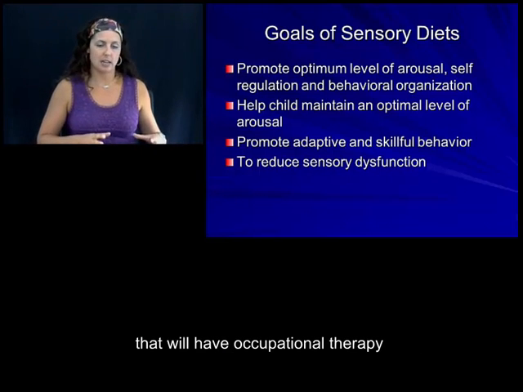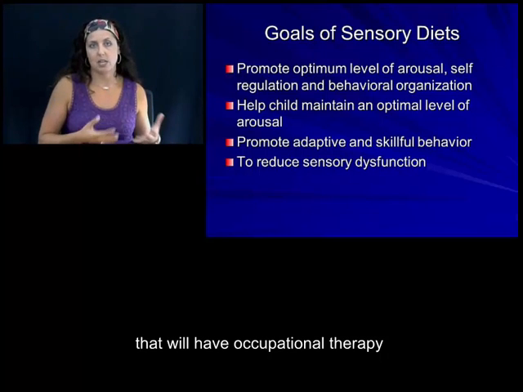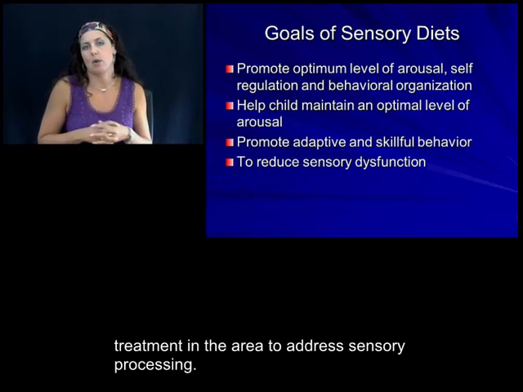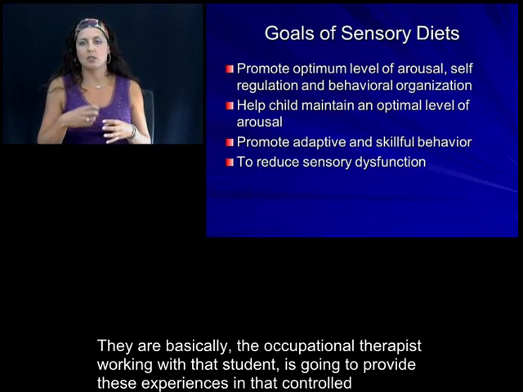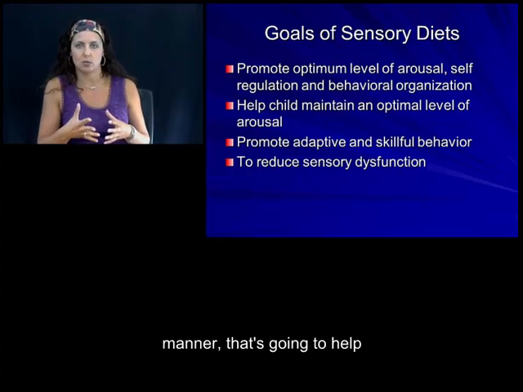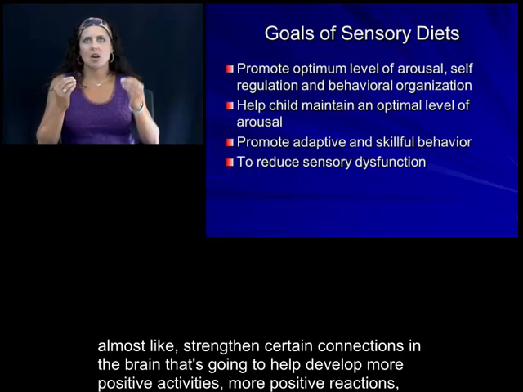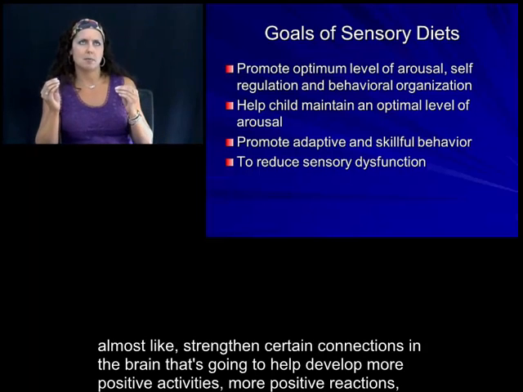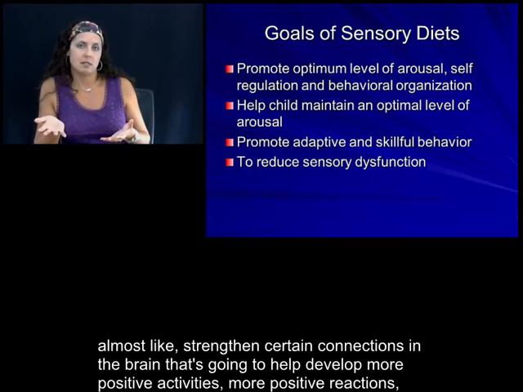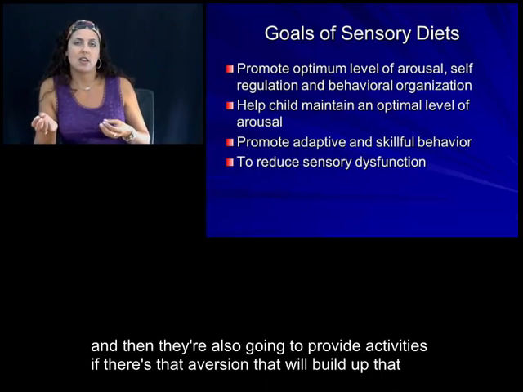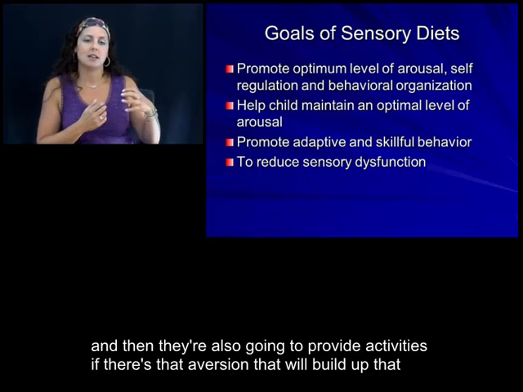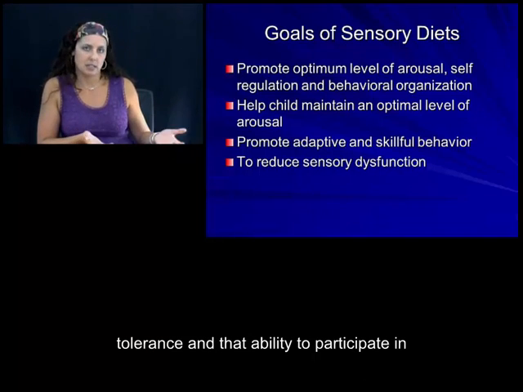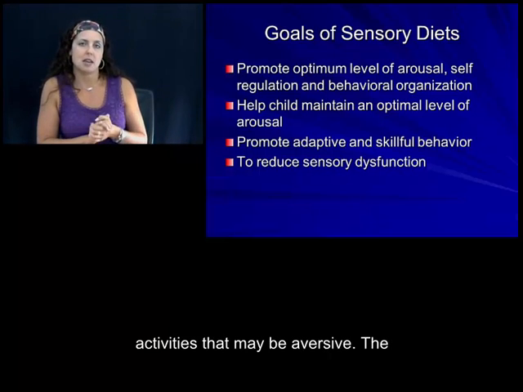You'll have students who receive occupational therapy treatment to address sensory processing. The occupational therapist working with that student is going to provide these experiences in that controlled manner that's going to help strengthen certain connections in the brain, and help develop more positive reactions. If there's that aversion, they're also going to provide activities that will build up that tolerance and that ability to participate in activities that may be aversive.